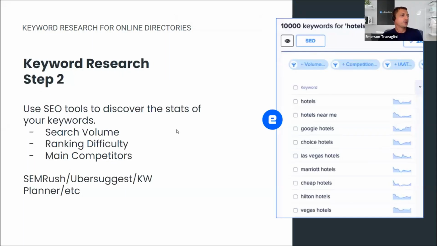Step 2, use the SEO tools to discover the stats of these given keywords, such as search volume and ranking difficulty, and you can also see your main competitors for these keywords. And again, you can use SEMrush, Ubersuggest, Keyword Planner, etc.